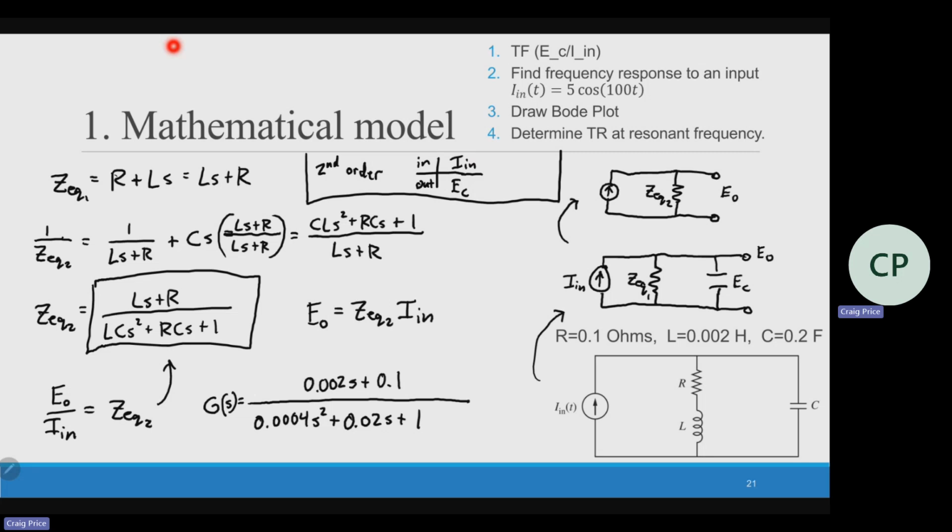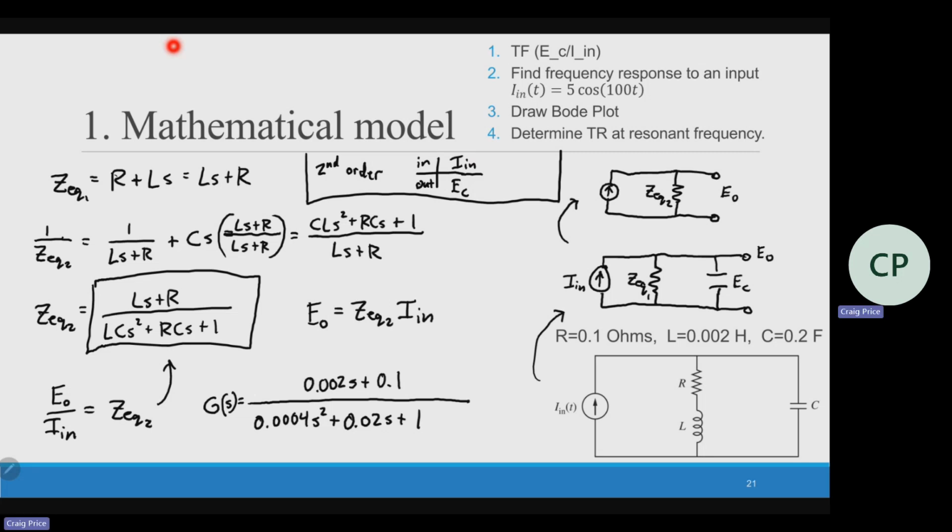If I'm adding them in parallel, that's adding up the reciprocals. And so we get Z equivalent 2 to be this. This is the relationship between E out, which is the same as capacitor voltage, with respect to I in, because E out is equal to Z equivalent 2 times I in. So that would be our transfer function, which is second order. It is stable.